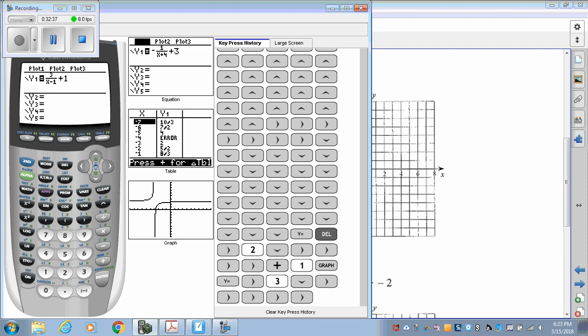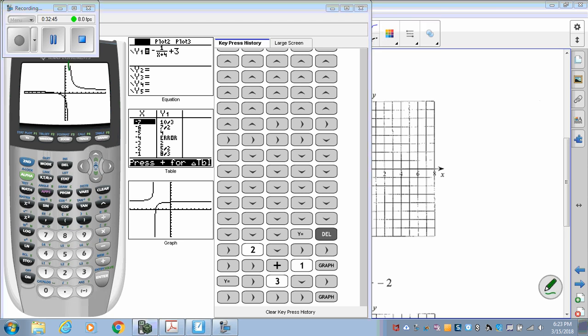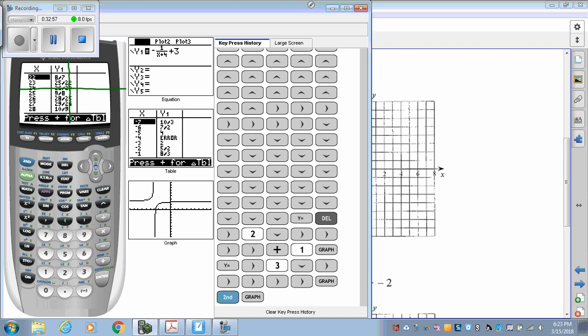Let me graph that. All right, so we can see that we're right. It was to the right 1 and up 1, for our horizontal and vertical. And then for the steepness, for the stretch, we have to actually look at the table and get some points.